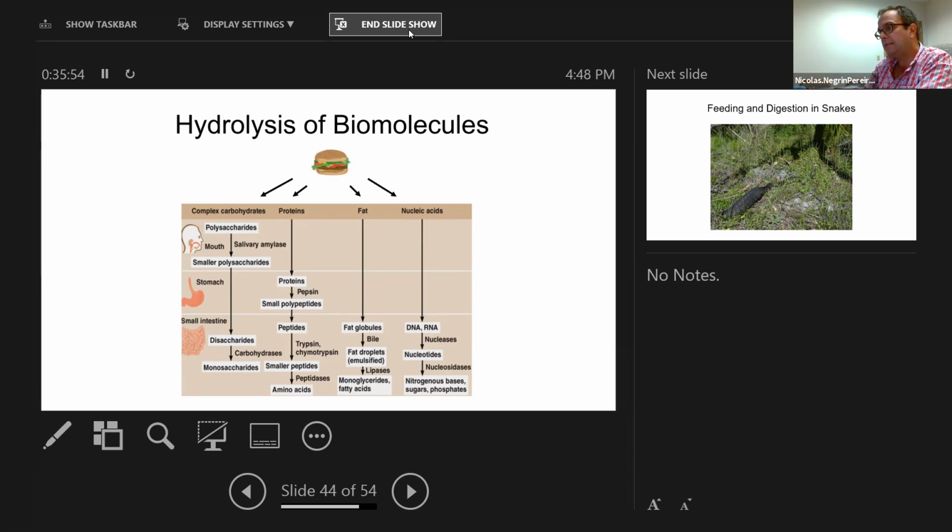And finally, nucleic acids are going to be mainly digested in the small intestine by nucleases, forming nucleotides, which are then digested by nucleosidases, and will form the simpler components, which are the nitrogenous bases, sugars and phosphates.